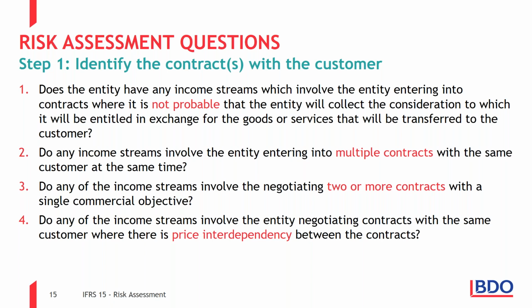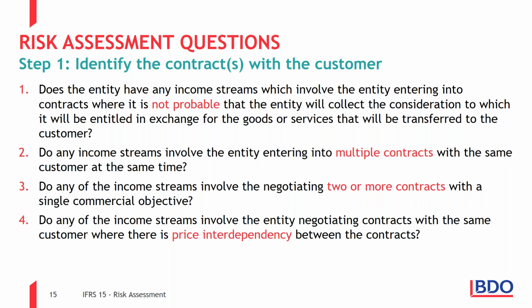The third one: do any of the income streams involve negotiating 2 or more contracts with a single commercial objective? For the purposes of IFRS 15, how you structure it in legal terms, how many contracts you put in place, and I often see transactions where there are 5, 6, 7 contracts, doesn't matter. If you think commercially, what are we trying to achieve here? All of those contracts work together for a single commercial objective, and therefore we should look at the accounting treatment of those together. And that's an accounting rule. It's not just limited to IFRS 15.